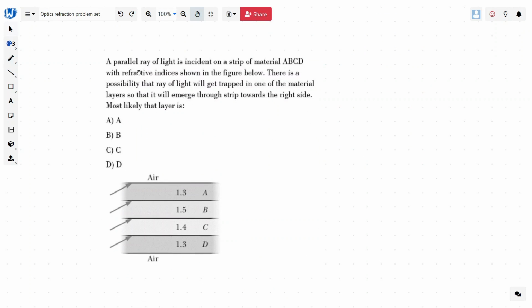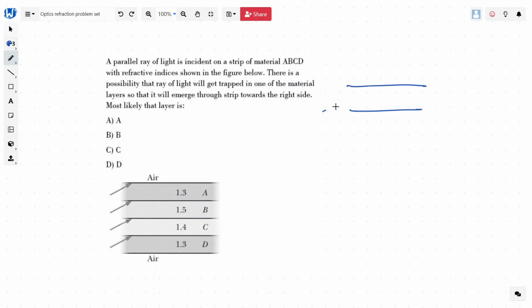Now a parallel ray of light is incident on a strip of material ABCD, with the refractive indices shown in the figure below. There is a possibility that the ray of light will get trapped in one of the material layers, so that it will emerge through the strip towards the right side. That means in one of the layers total internal reflection will happen. After several reflections, the ray of light will come out from this side.